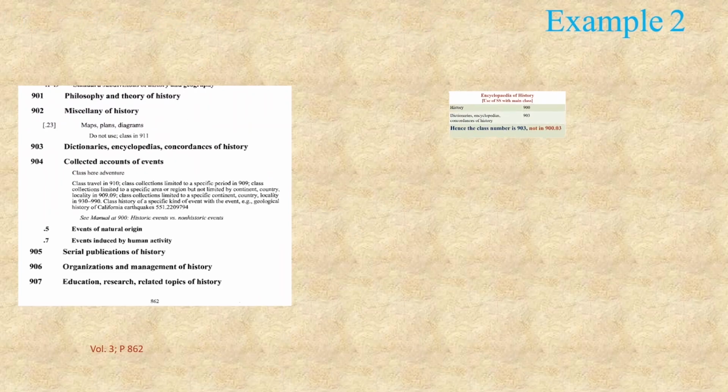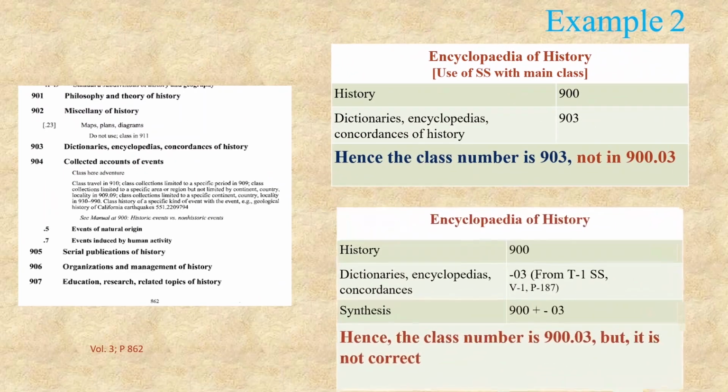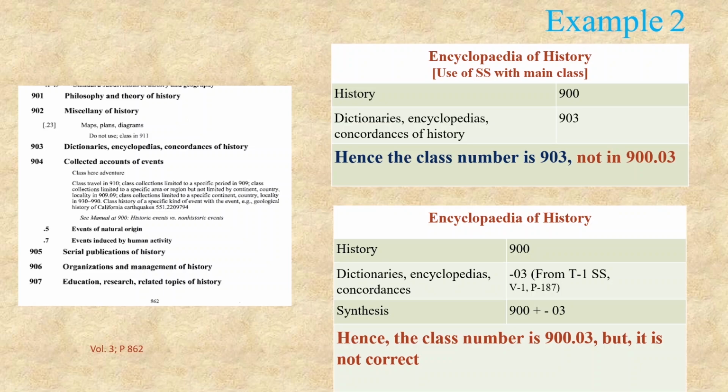Now, we will see another example, that is Encyclopedia of History. How to classify this title as per the class number 900? There are two keywords here: one is history, another is encyclopedia. First we have to identify the key elements, that is the subject, history, which falls under class 900. Then the form, that is encyclopedia. Form means it may be a dictionary, an encyclopedia, or a serial publication. Here the encyclopedia comes under standard subdivision -03.